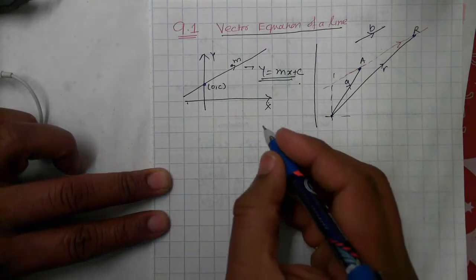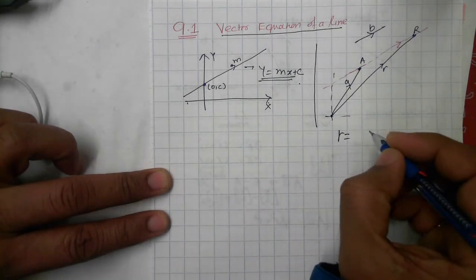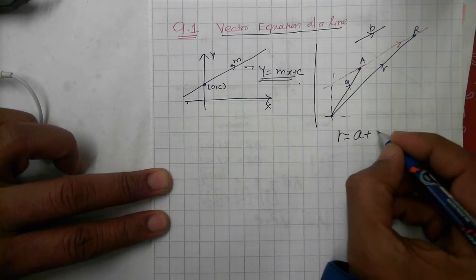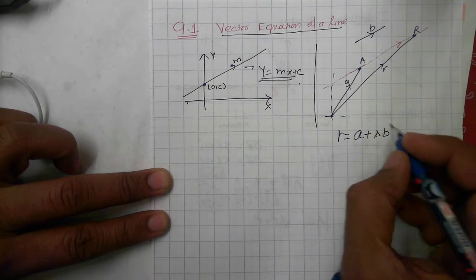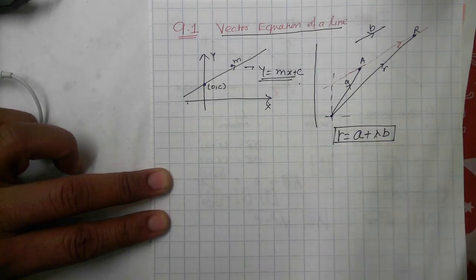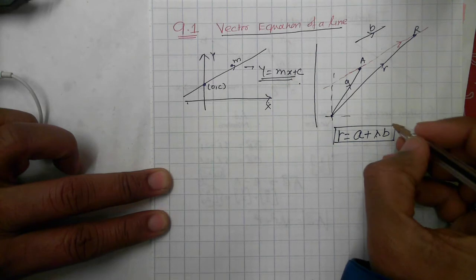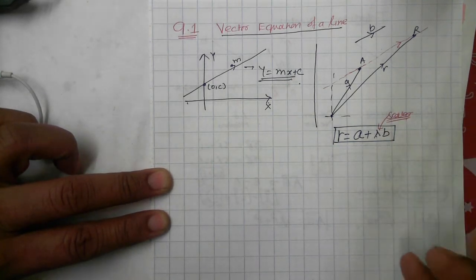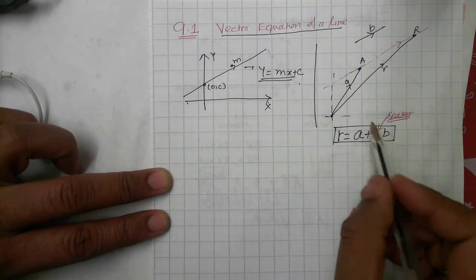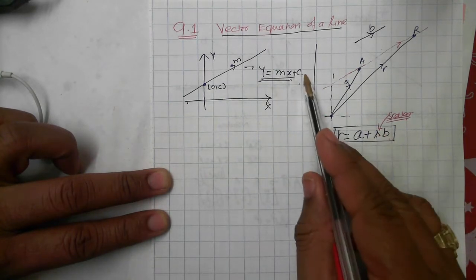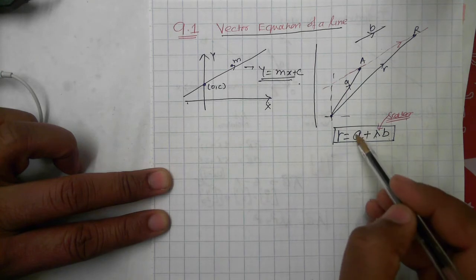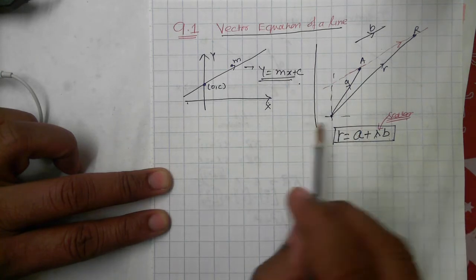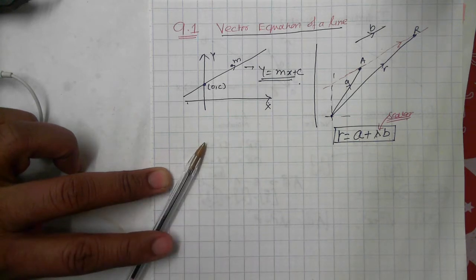So r would be equal to the fixed point, vector a, plus lambda b. b is the direction, and lambda is any scalar. Scalar means a number. So b is the direction, like the gradient, and that is a two-term expression, and this is the fixed point, which is a single term. They're just trying to relate this vector equation to the normal equation of a straight line in two dimensions.